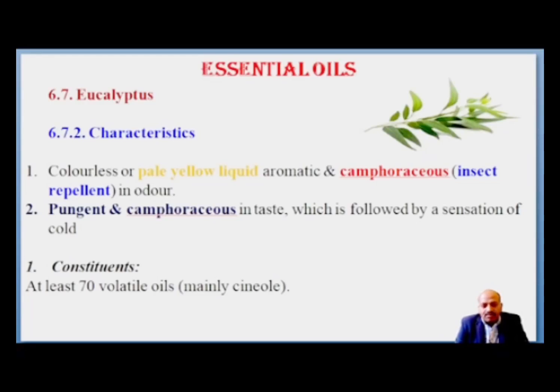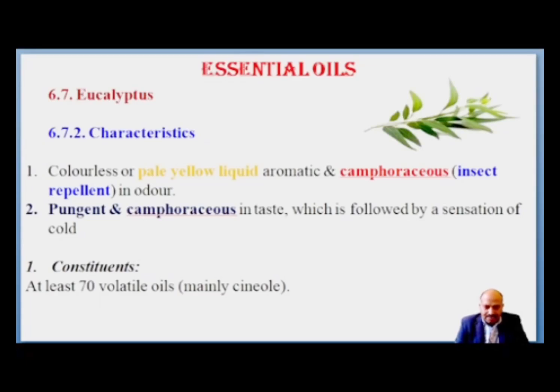Camphoraceous, insect repellent in odor. The smell is very harsh, so that insects can be repelled, and it is also aromatic. That is, it is a yellow colored liquid having a pungent smell. We can see the odor may sometimes be camphoraceous, and in taste it is also pungent in nature, followed by the sensation of cold. This is about the characteristics of this eucalyptus oil.